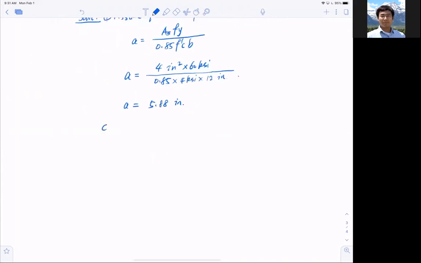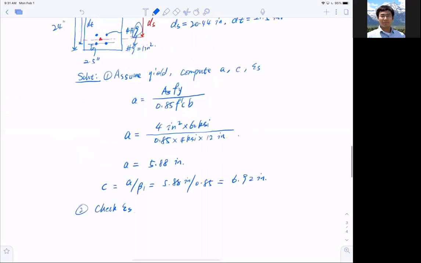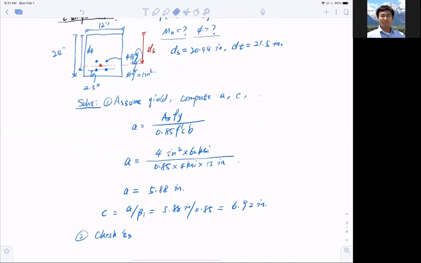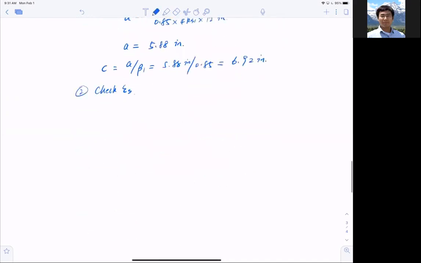Right? And immediately the actual compressive zone C equals a divided by beta 1. And this is 4 ksi, so I know beta 1 is 0.85. And I know this number to be 6.92 inch. So that is C. Then again, I want to check my epsilon s, which is the strain of steel. So let me just remove this to be consistent, okay? Check the strain of steel.